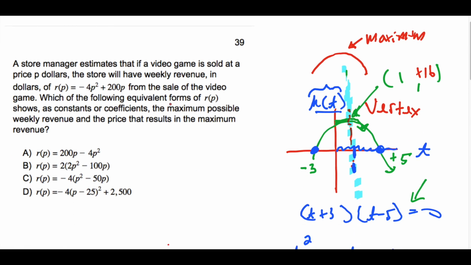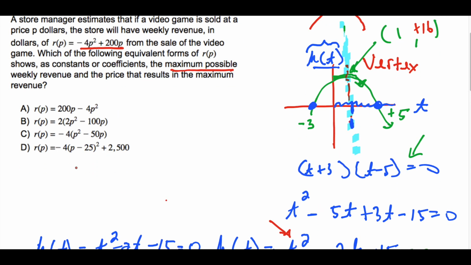Which of the following is equivalent in a form that shows as constants or coefficients the maximum possible? Okay, so if you were to put this in vertex form, you'd be able to see the maximum, right? All right, so let's put that in vertex form.